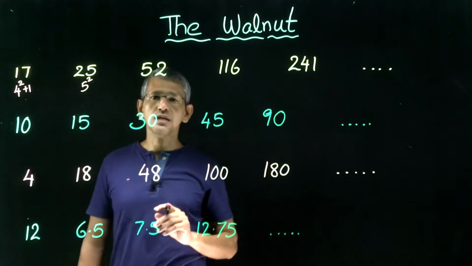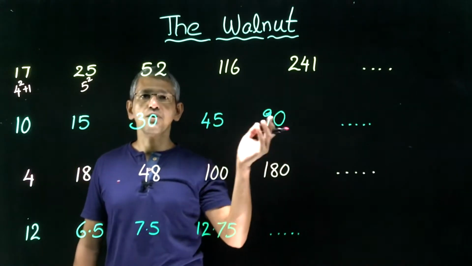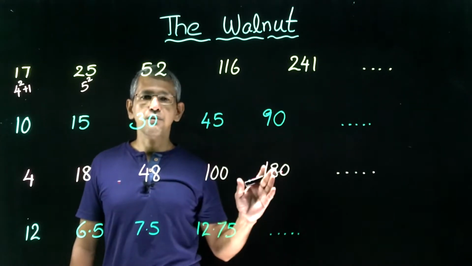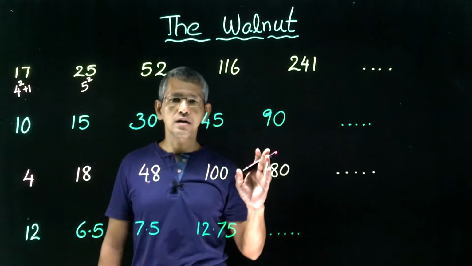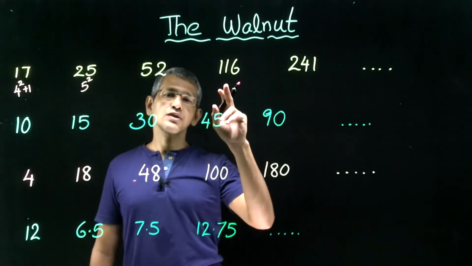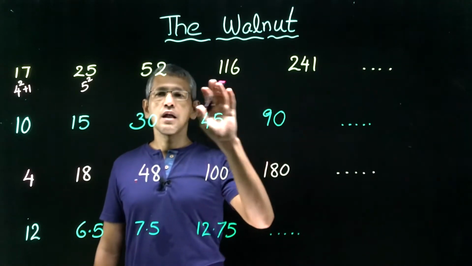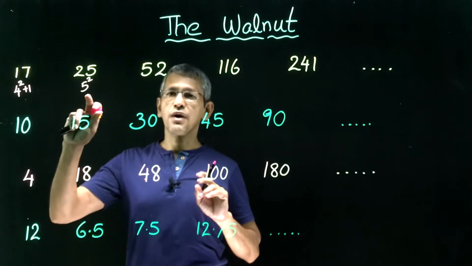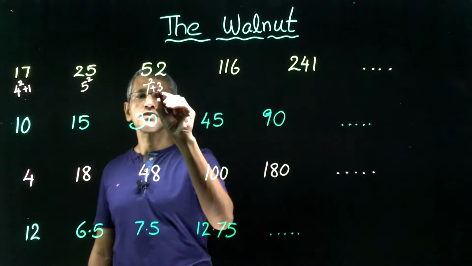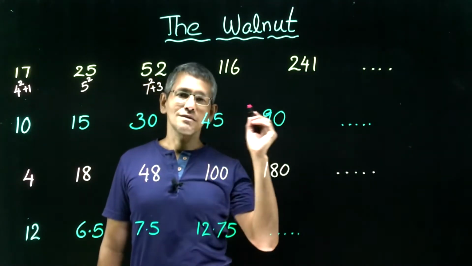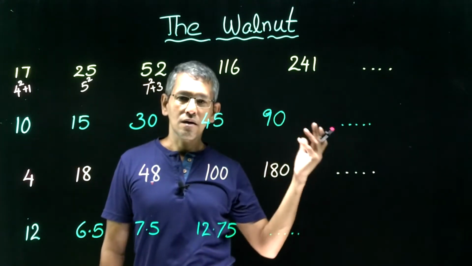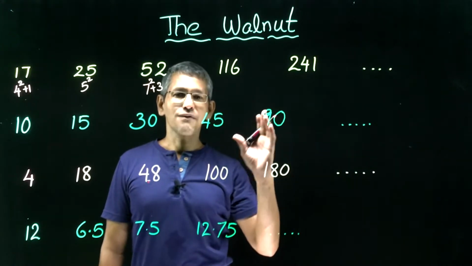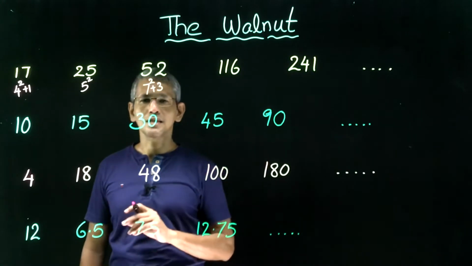And 52, the nearest square is 49, right? 7 square plus 3. And 116, the nearest square is either 10 square, 100, or 11 square, 121. So that doesn't give any pattern. Here it's 4 square plus 1, next one is 5 square, next one is 7 square plus 3, and next one is either 10 square plus 16, or 11 square minus 5. That doesn't make any sense at all.